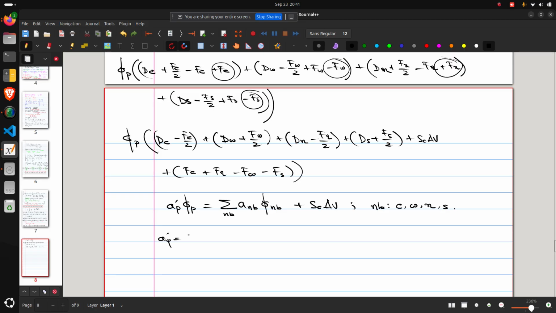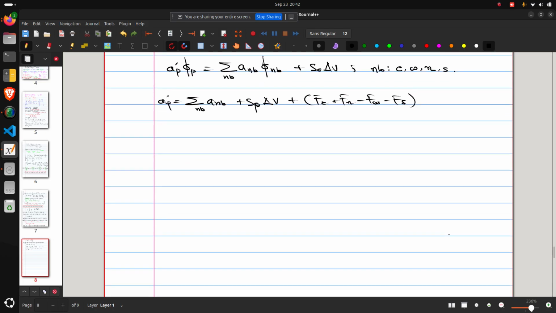It is nothing but the summation over NB neighboring points of A_NB, plus S_P delta V, this is S_P, right, plus the net mass flux, this is F_e plus F_n minus F_w minus F_s.